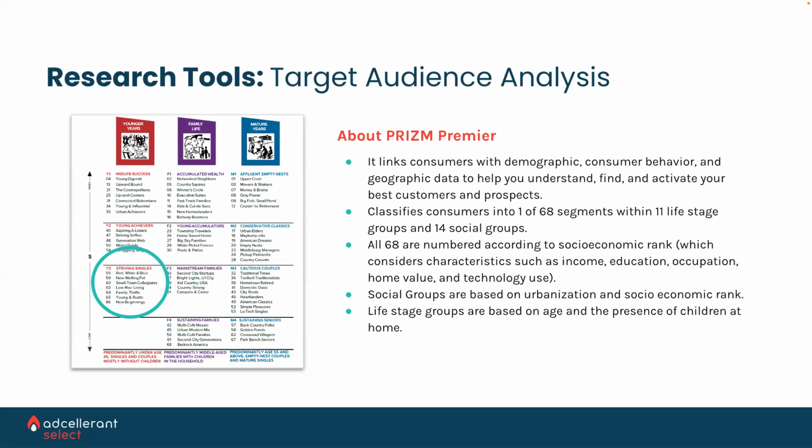And so Claritas and PRIZM Premier are able to organize the households within the United States into 11 life stage groups and 14 social groups. Life stage groups is what you're seeing here. So are they younger years, family life, or mature years? And then you can start to see how those are grouped and how they start to move down from an income perspective.